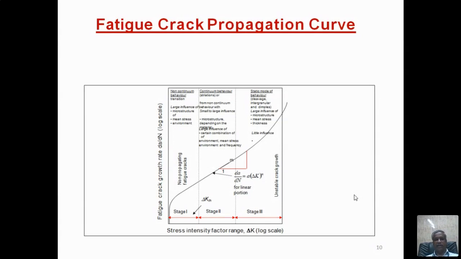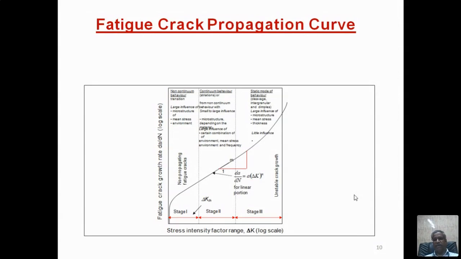Stage 1 is a non-propagating crack, and stage 2 is stable. Stable means you see that the curve is linear. The slope is constant during the second stage. And in the third stage, the slope is not constant. It is variable, because in the third stage the ultimate failure, unstable crack growth, will occur. The crack growth speed is not stable and it will lead to failure. So there are three stages: initially non-propagating stage 1, then stage 2, and stage 3.